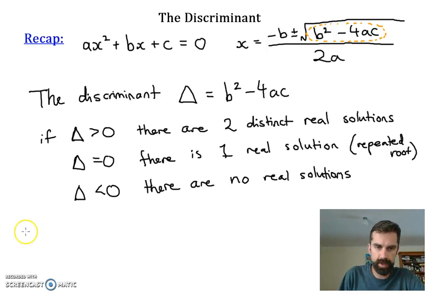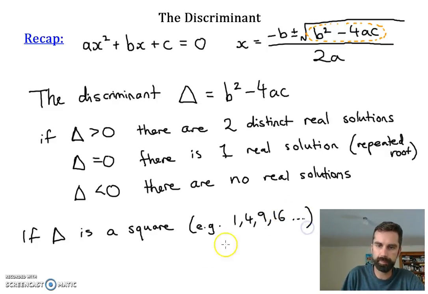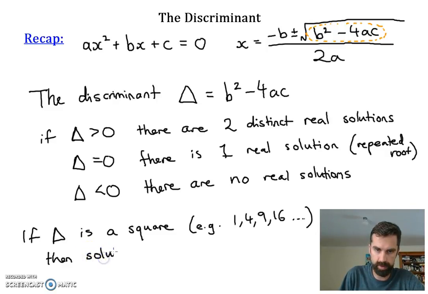One more thing, if the discriminant is a square number, e.g. 1, 4, 9, 16, etc., then we know that the solutions are rational.